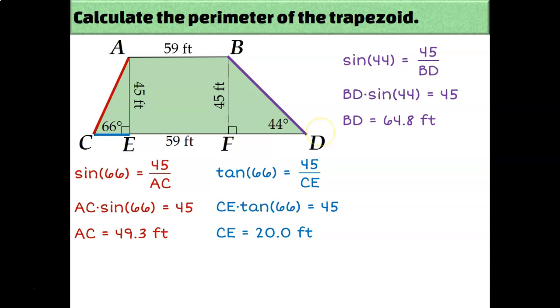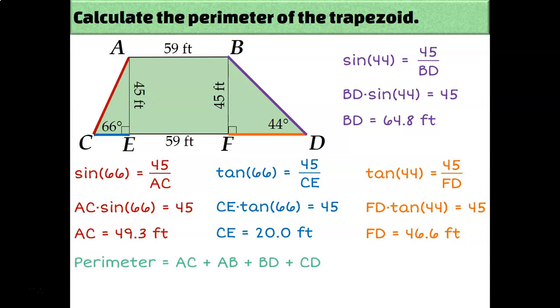And the last measurement that we need is the length of FD. FD in relationship to the 44-degree angle is adjacent, and 45 is opposite, which means I need to use tangent in order to calculate its length. So tangent of 44 is equal to 45 over FD, multiply both sides by FD, and divide by tangent of 44, and we find out that FD is 46.6 feet long.